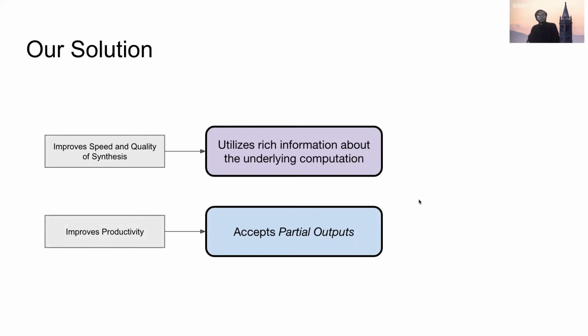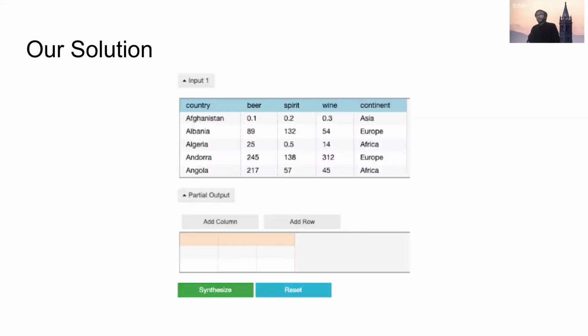So to give you a taste of how we're doing this, essentially we provide the user with a UI, which displays the input and gives you space to provide a partial output. And you can build the partial output incrementally by performing certain operations. So for example, you can copy paste values. So let's say I copy paste beer over here. This internally records the fact that the beer in the output is actually equal to this particular column value.